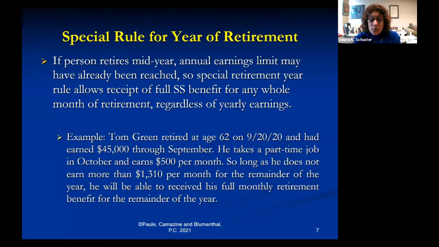So Thomas retired early at age 62, but he'll be able to receive his monthly retirement benefit for the remainder of that year, so long as he doesn't earn more than $1,310 each month. But again, if he retires at age 62, he won't get his full retirement amount. He'll only receive the amount that he'd receive at age 62.